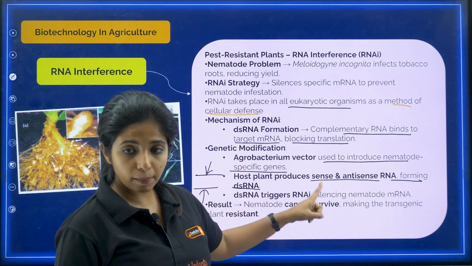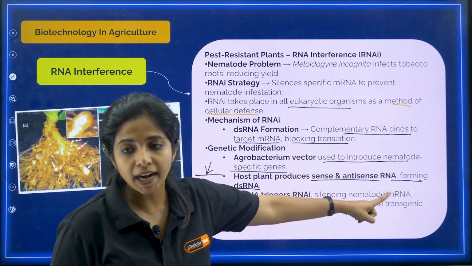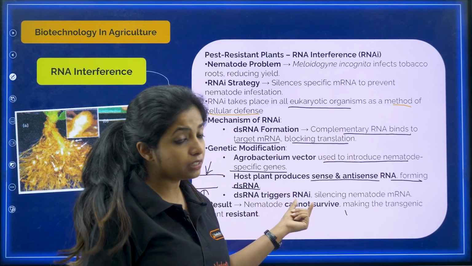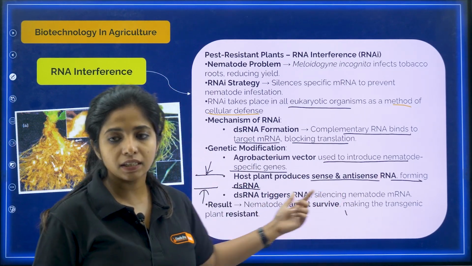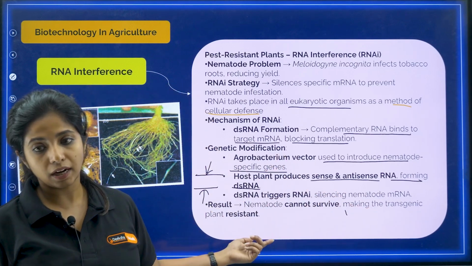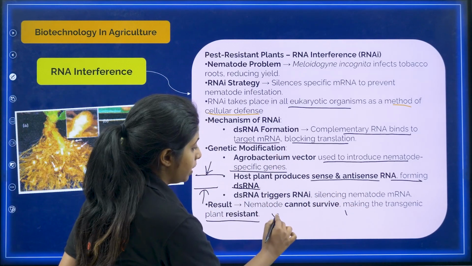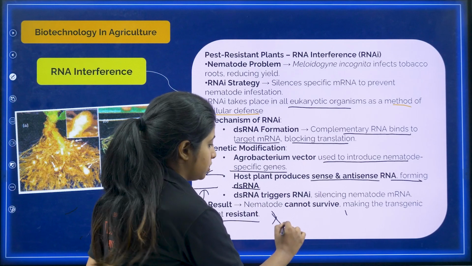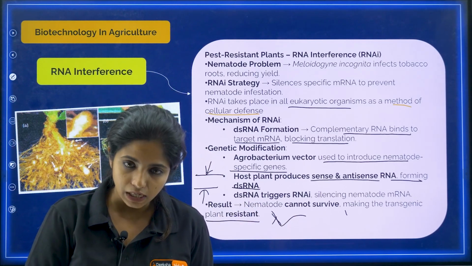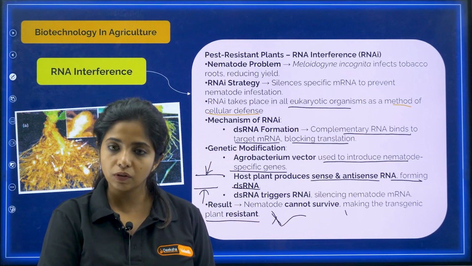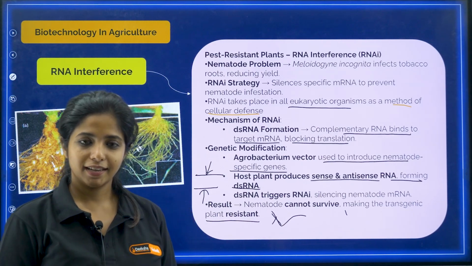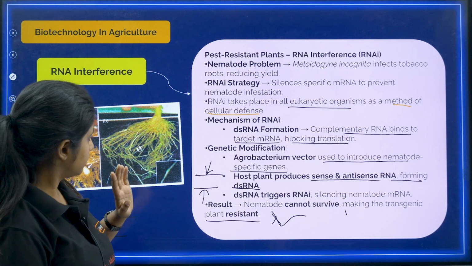So the host plant would be producing what? Sense and antisense RNA, that is a double-stranded RNA. Now this double-stranded RNA triggers RNA interference, silencing nematode mRNA. The nematode cannot survive, making the transgenic plant resistant. Since it is not able to produce the proteins, it won't be able to survive, my dear children. It won't be surviving, it won't be infecting, and it will just die off. Cool? So this is how it works.